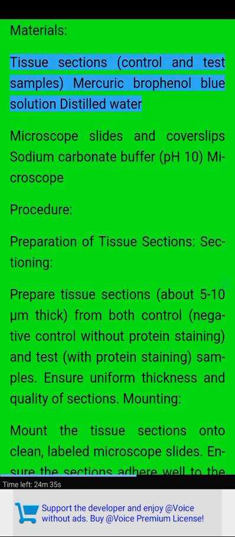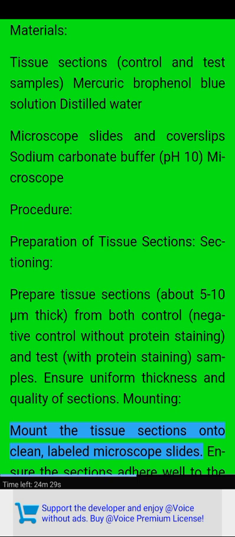Materials. Tissue sections, control and test samples, mercuric bromophenol blue solution, distilled water, microscope slides and cover slips, sodium carbonate buffer, pH 10, microscope. Procedure. Preparation of tissue sections, sectioning. Prepare tissue sections about 5 to 10 microns thick from both control, negative control without protein staining, and test with protein staining samples. Ensure uniform thickness and quality of sections.